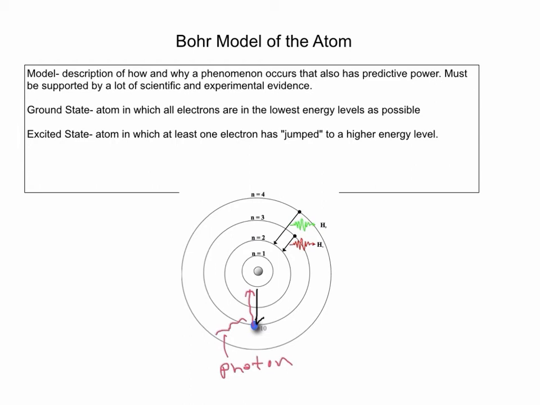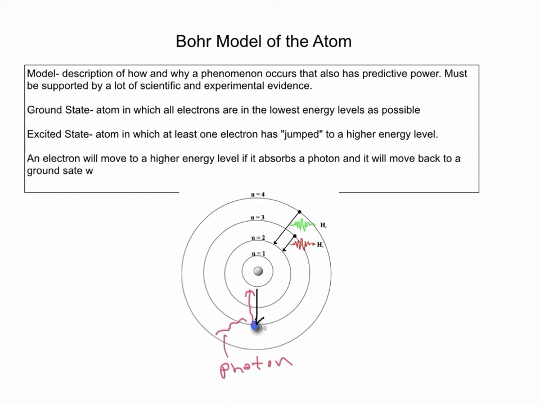So in the Bohr model, an electron will move to a higher energy level if it absorbs a photon, and it will move back to a ground state when it releases a photon.